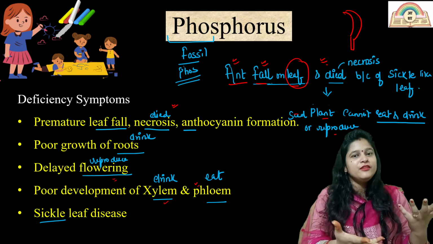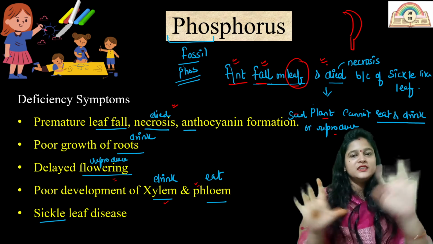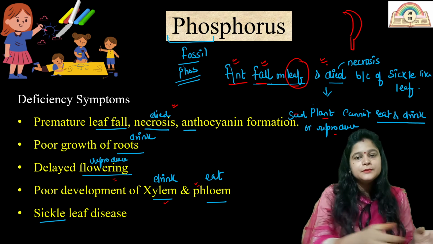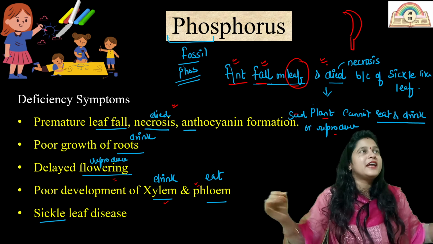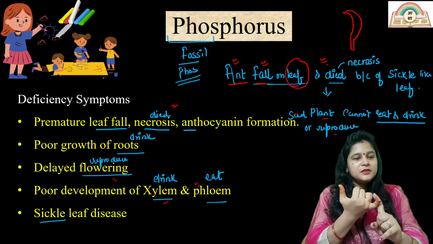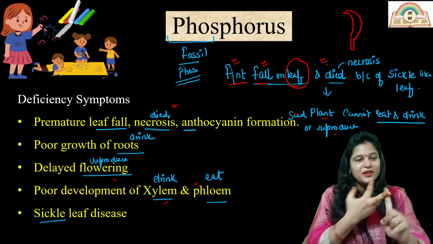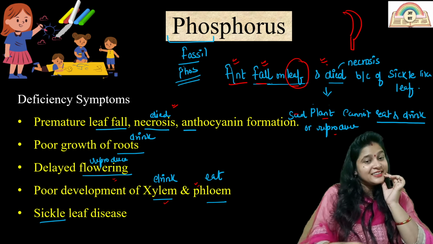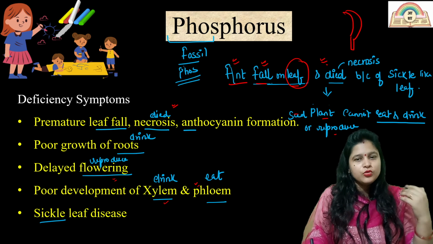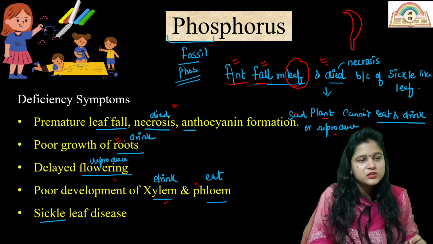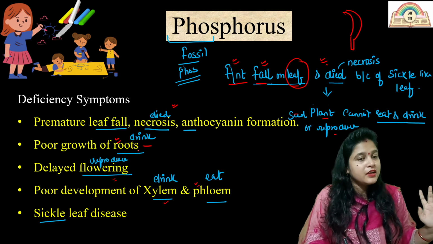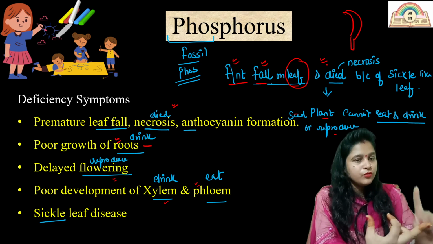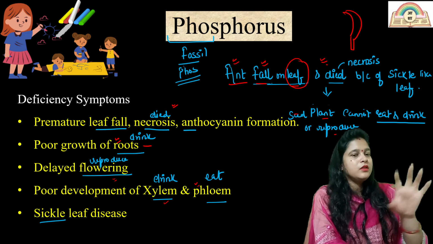So see, ant fall on leaf and died. Anthocyanin, premature leaf fall, death, necrosis, due to sickle leaf. Why did the ant die? Because the leaf was sickle shaped. Now, the plant became sad and it cannot eat, drink or reproduce. Eat means poor development of phloem, drink means poor development of xylem, reproduce means delayed flowering. And you can remember this also: poor growth of roots, because that's why it cannot drink. It has to drink water through the roots. So poor growth of roots and poor development of xylem both will be related to drinking.